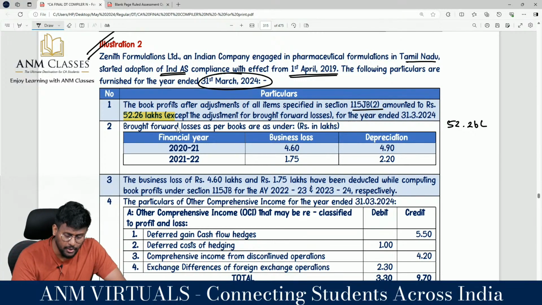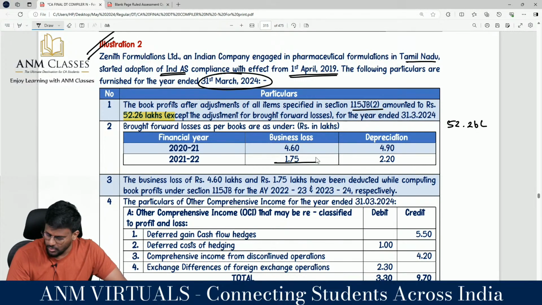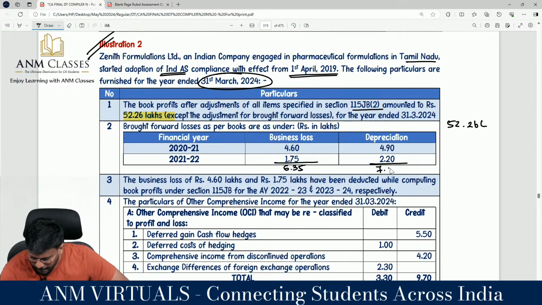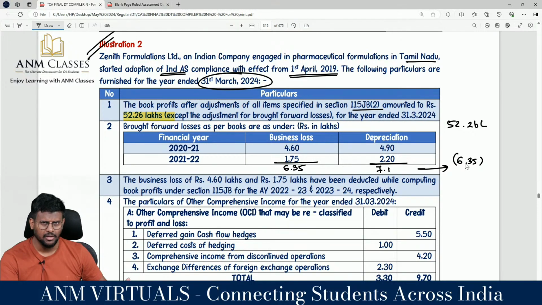Okay, fine. Brought forward losses as per the books are as follows. Business loss, we know that 4.6 plus 4.6 plus 1.75 comes to 6.35 is the amount of business loss. Unabsorbed depreciation 4.9 plus 2.2 comes to 7.1 is the unabsorbed depreciation. So whichever is lower, 6.35, we are supposed to reduce, because they have made all the adjustments, but brought forward business loss or unabsorbed depreciation as per books has not been adjusted. So we have to adjust it.